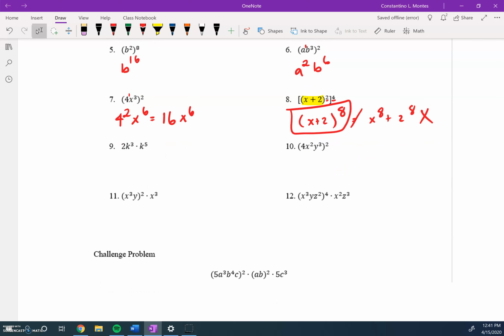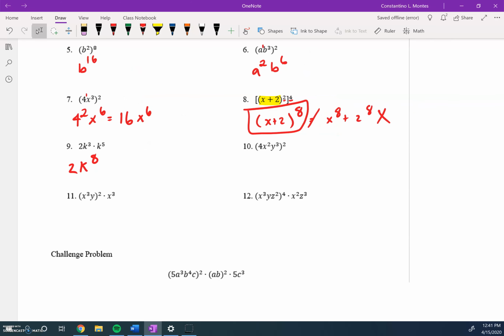Alright, number 9. So I got 2k to the third times k to the fifth. I have two bases that are the same and one that is not. So the 2 just stays. There's nothing I can do with that. But as for the k's, in this case, it's a product of powers. So 3 plus 5, which is 8. 2k to the 8th power. Pretty simple. Number 10, we got a bunch of stuff going on. The power of 4 is going to be 1. We got a power to a power.